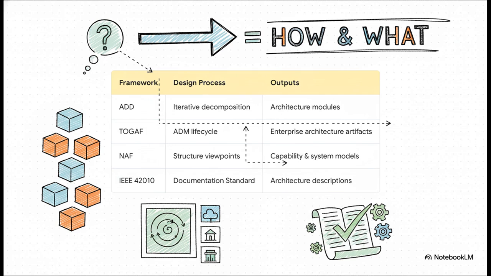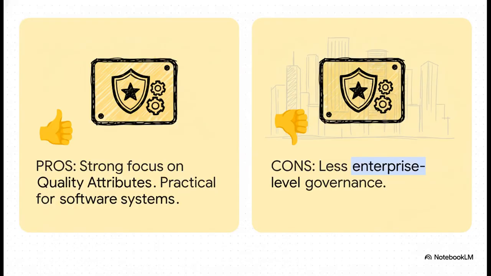And that brings us to the how and the what. How do they work, and what do you actually get out of them? ADD breaks things down to give you concrete architecture modules. TOGAF runs through its ADM lifecycle to produce those high-level enterprise documents. NAF uses its different viewpoints to create these complex models. And IEEE 42010? Its process is the standard, and its output is just a super clear, standardized description. Totally different outcomes.